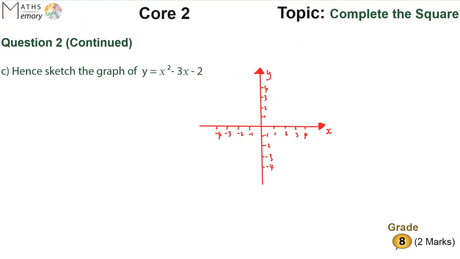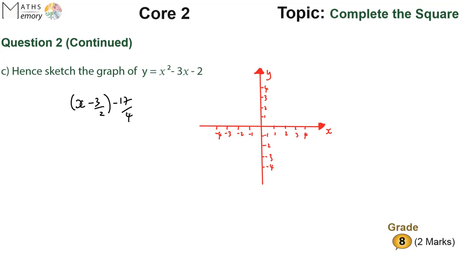Question 2, continued, part C, core 2. Press pause, just look at this question of how to sketch this graph, try to sketch it, and press play when you are ready. So we're continuing from question 2 now, part C, and we're learning to sketch a graph. To do this, we'll need several things, I would say 3 main categories, and a fourth just as the icing on the cake. Let's remind ourselves what we had before: (x minus 3 over 2) squared, and minus 17 over 4.